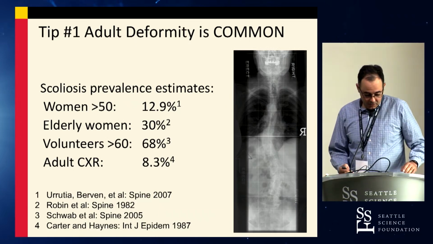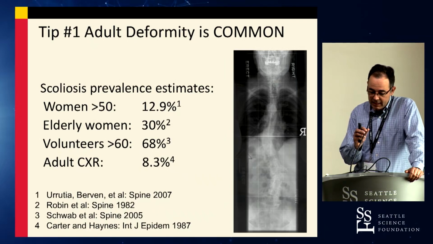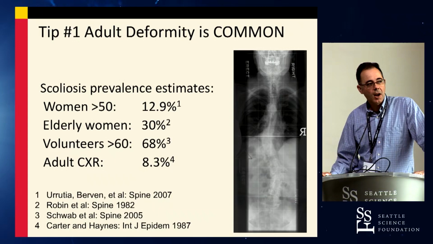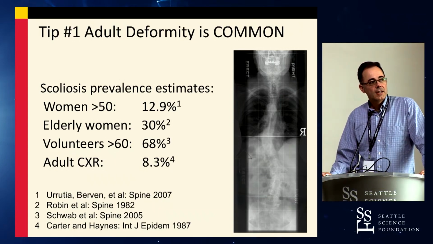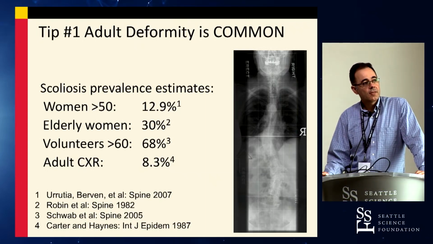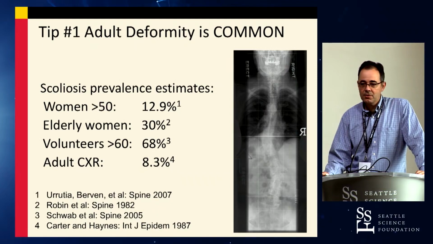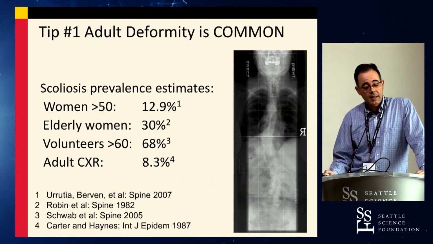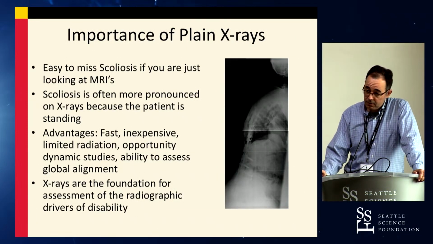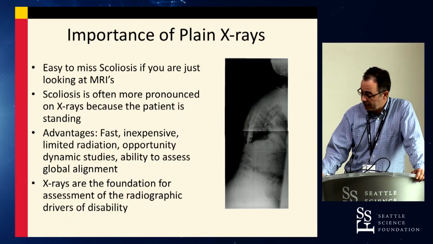So I figured we'd start out with a couple things just to say when we're looking at spinal deformity, the first important thing to realize is that it's actually very common. So scoliosis has been observed on plain X-rays with a range of 8% to 68% of the time. So it's something that you're going to see, and something that you should certainly familiarize yourselves with, because it's definitely something you're going to treat very, very commonly.